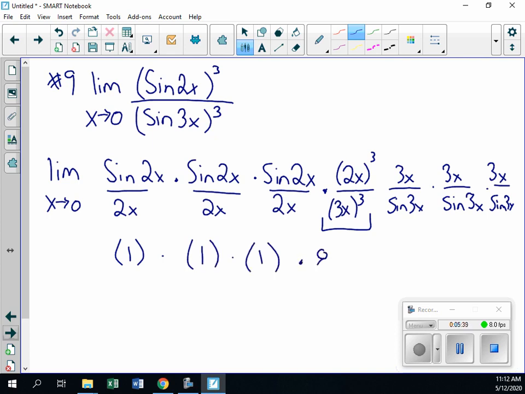This one becomes 8 over 27. My x cubes are going to cancel. I'll write those in, but they cancel. Times 1, 1, and 1. So what do I end up getting?